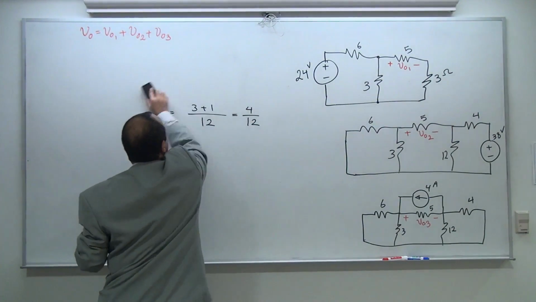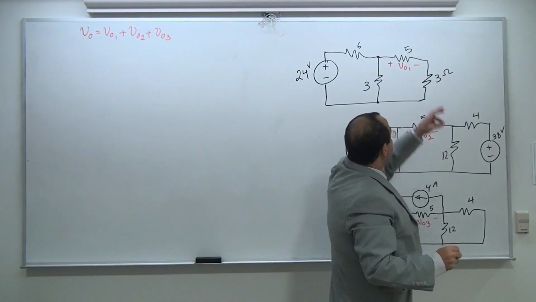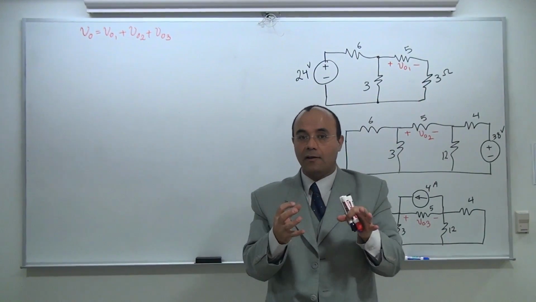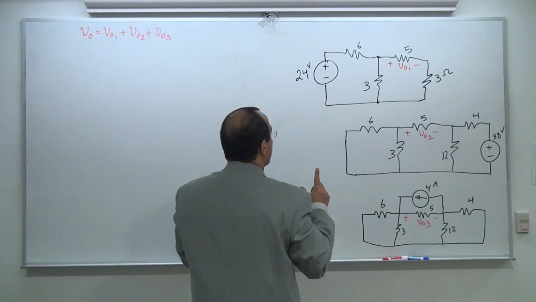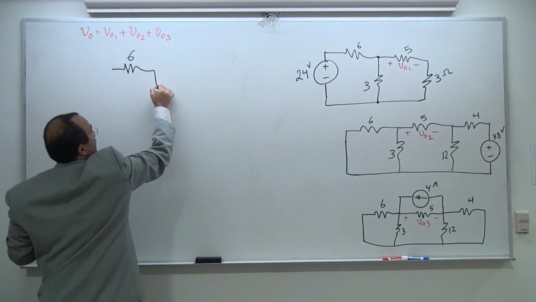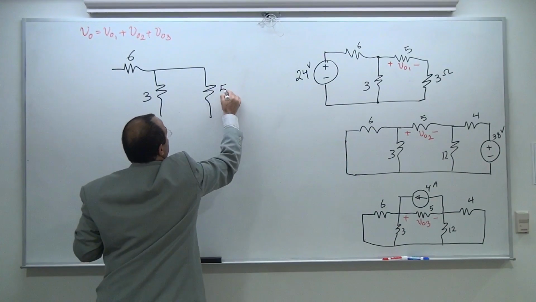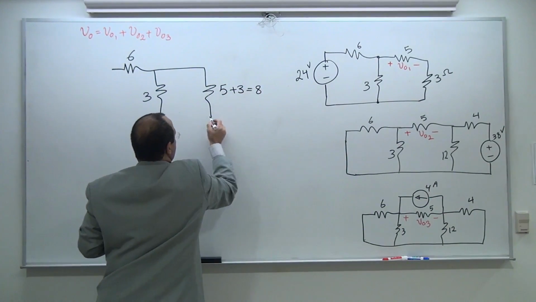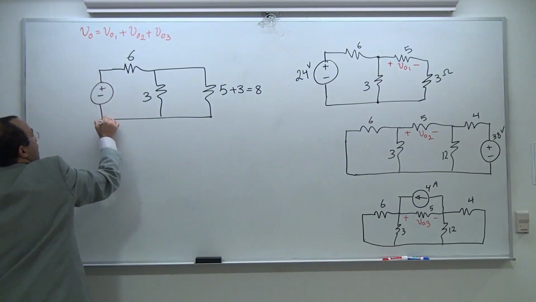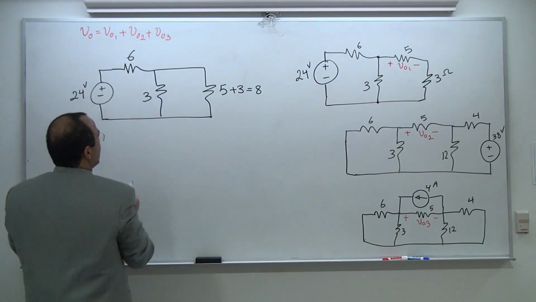I'm still trying to do compression and decompression. This time I can identify 5 and 3 are going to be in series, but as soon as I put them as one resistor, I know I lost VO1. I need to keep track of it. So it's going to be 6, it's going to be 3. As soon as I say this one is 5 plus 3, you're more than welcome to do that, but you lost VO1. Okay? That's why I'm going to let it go like this.